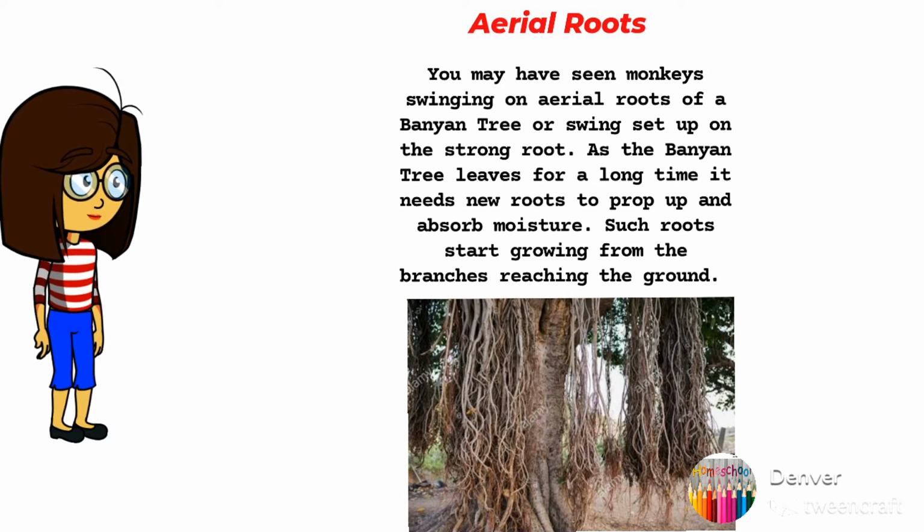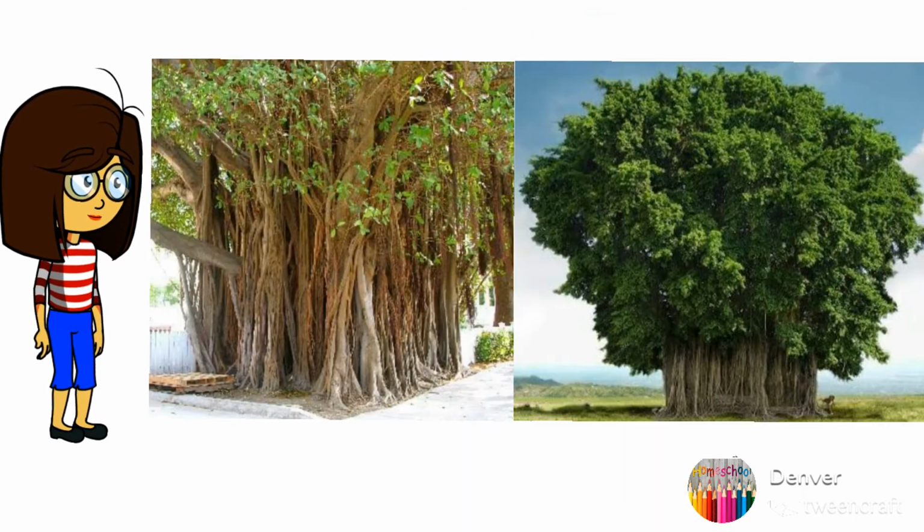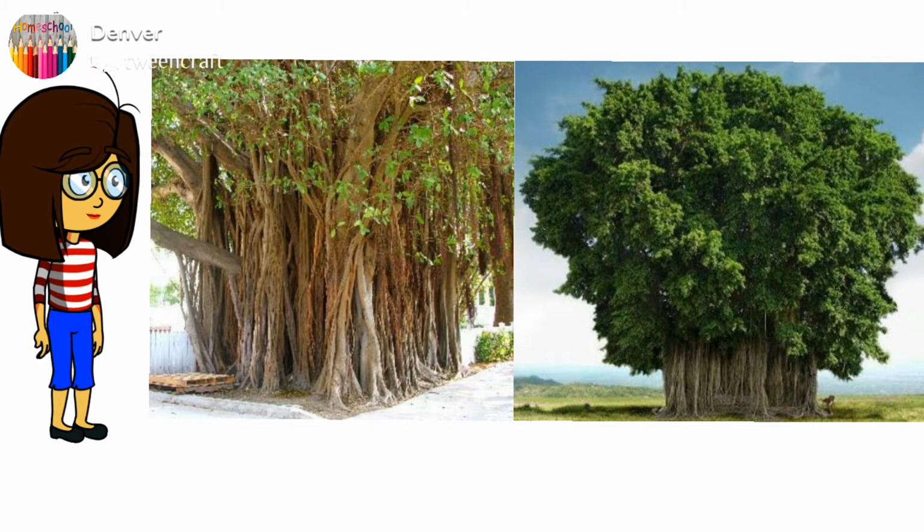So these roots help to absorb moisture for the trees to grow more and more. That is why these types of trees live longer. They live for many years. So these are a few more pictures of trees having aerial roots, such as the ficus tree and peepal tree. You can see the roots hanging.